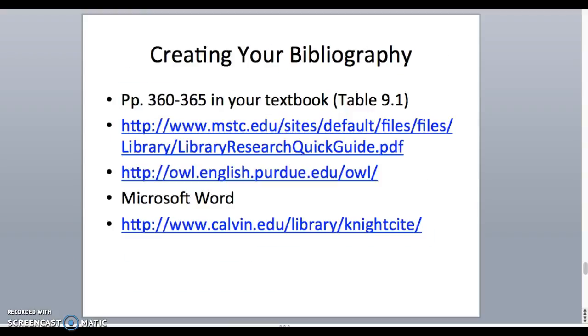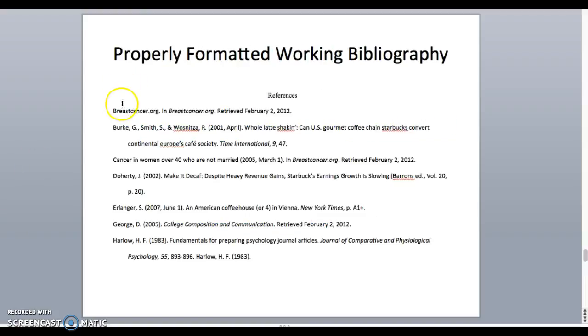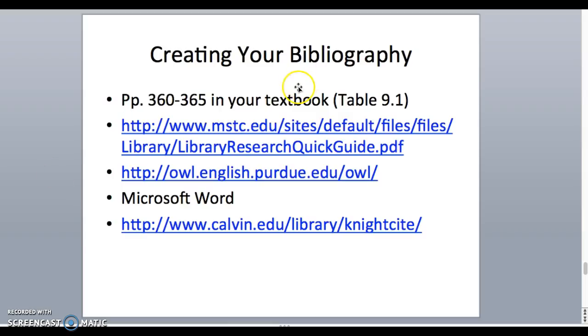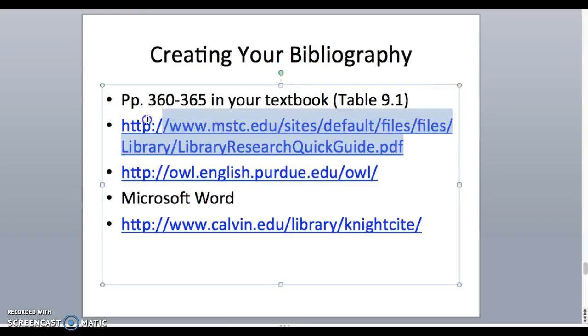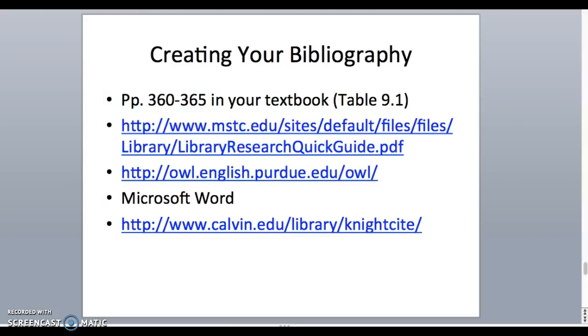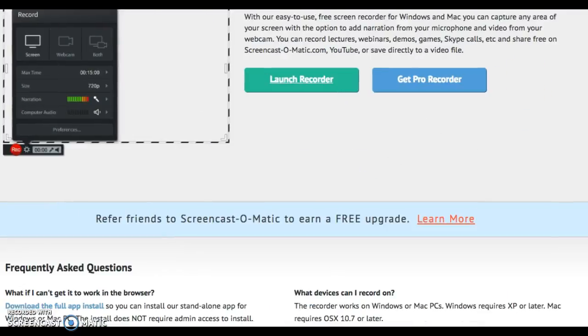You can use a variety of resources to help you create this bibliography. You've probably used some of these before, so I would pick the one you're comfortable with and use that. You could use pages 360 to 365 in your textbook, and especially table 9.1, which is what you read for tonight's class. The MSTC library actually has a research guide that might be helpful. So you could use that. Click on this link and it will take you right to it. And actually, maybe I can open that up just to show you momentarily here.